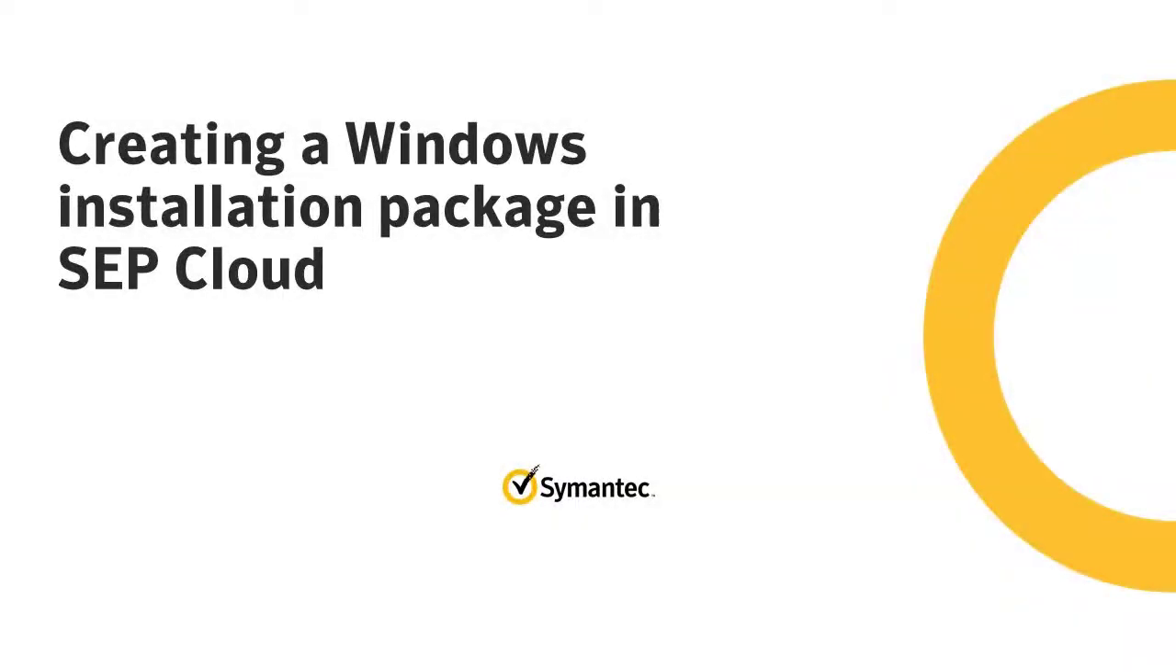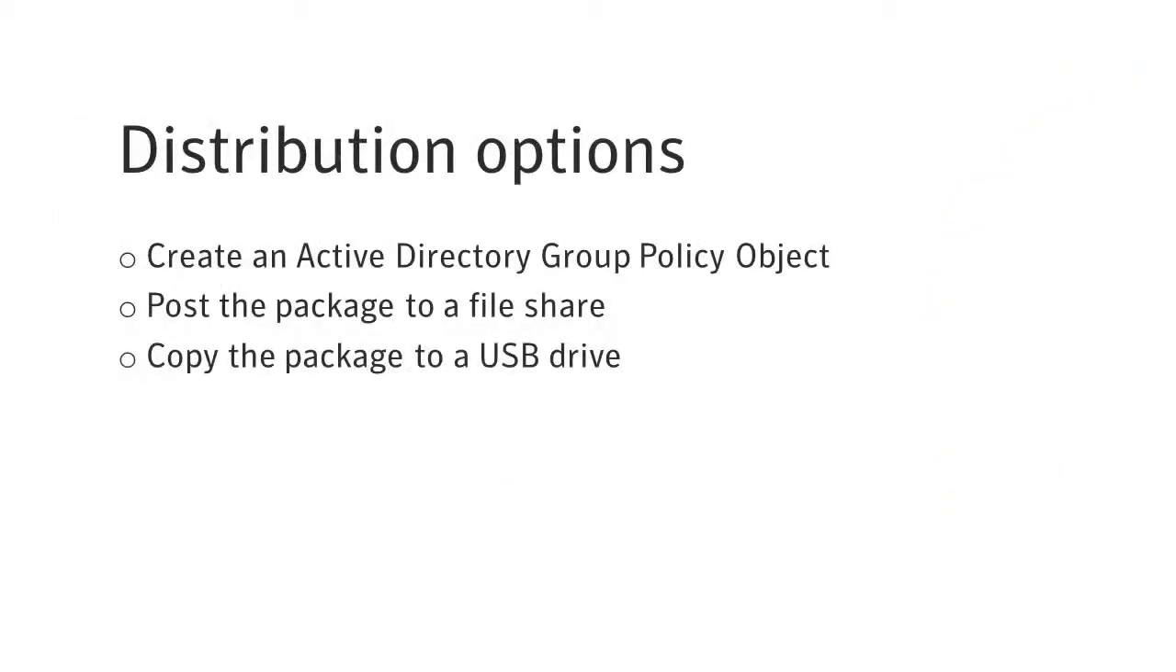In this video, you'll learn how to create a Windows installation package in Symantec Endpoint Protection Cloud. An installation package lets you enroll multiple Windows devices using the distribution method that works best for you. For example, if you have Active Directory, you can use a group policy object to deploy the package. Or you can post the package to a file share or copy it to a USB drive.